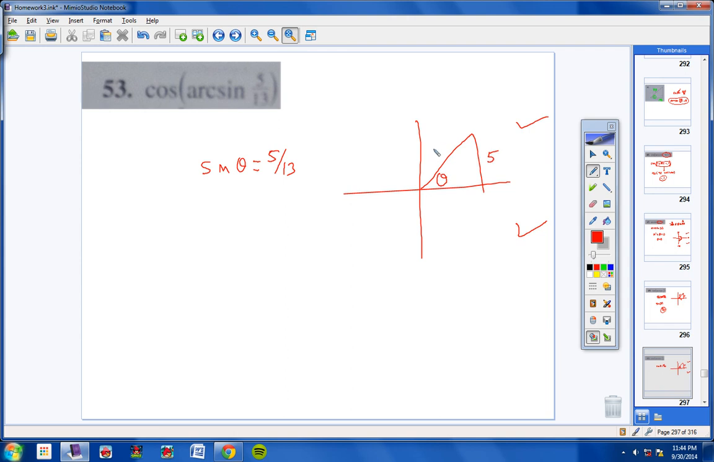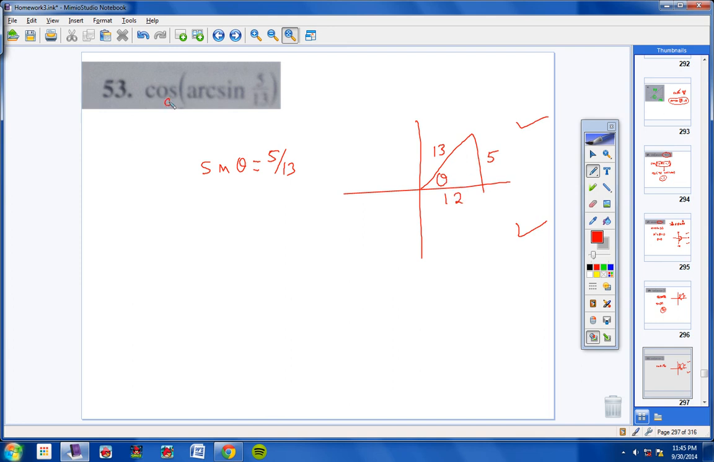Opposite is 5, the hypotenuse is 13. Let me grab my calculator real quick. 13 squared minus 5 squared, square root of that would be 12. So if you use Pythagorean's theorem, you will get a 12 here. So now we have our triangle and our theta totally defined.